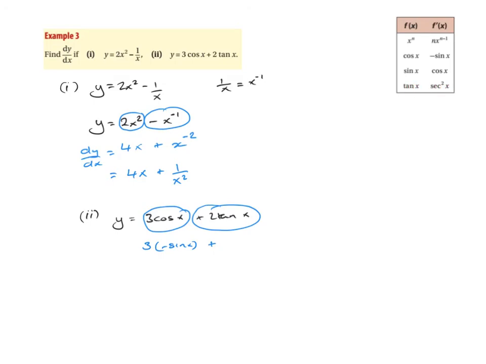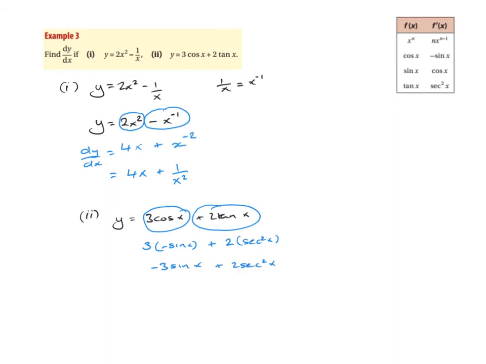I'll talk about that in a second. So plus 2, and we have sec squared x, and just tidy it up, so we get minus 3 sin x plus 2 sec squared x.